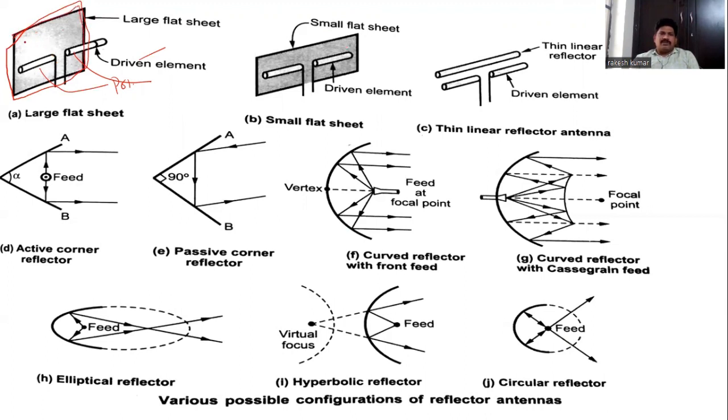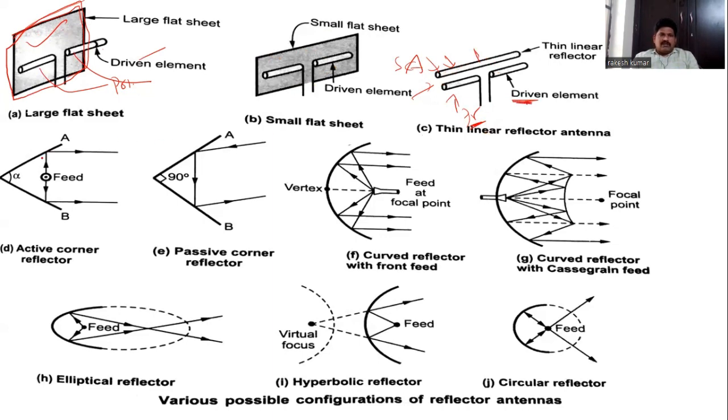What is the difference between the first diagram and the second diagram? In the first, the reflector on the back side is large. Here the reflector is thin, and its size is very much less. Here I have taken a flat sheet, here I have reduced the flat sheet, and here I have taken a thin reflector. This one is the primary antenna and this is the secondary antenna. The one which excites the reflector is called the driven element or primary antenna.